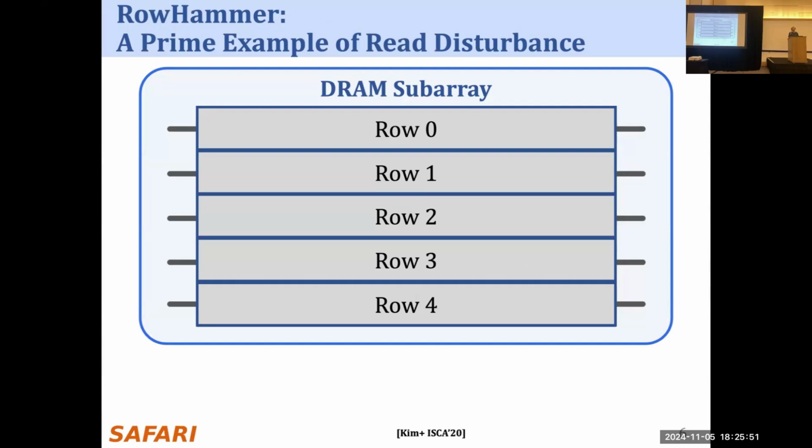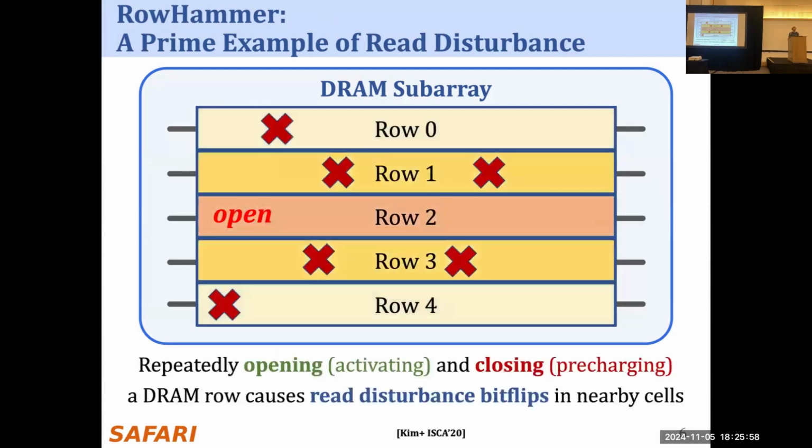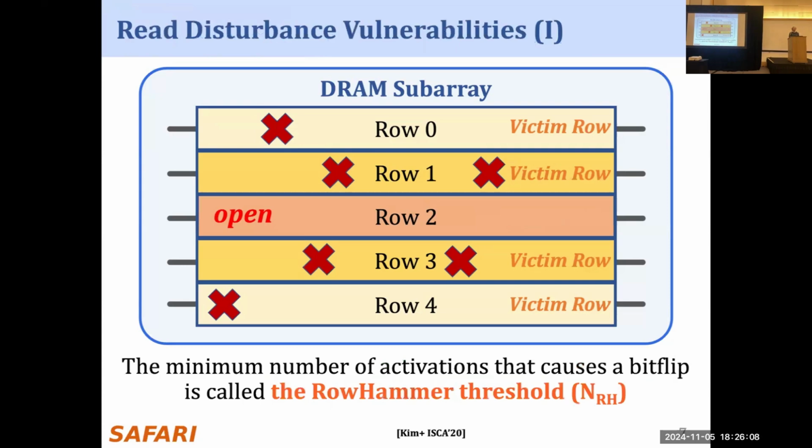Here I show a prime example of read disturbance called RowHammer, where repeatedly opening and closing a DRAM row induces bit flips in the nearby DRAM cells. In RowHammer terminology, we refer to the repeatedly opened row as the aggressor row, and we refer to the nearby rows that experience bit flips as the victim rows. We also denote the minimum activations necessary to induce the first bit flip as the RowHammer threshold, or NRH.